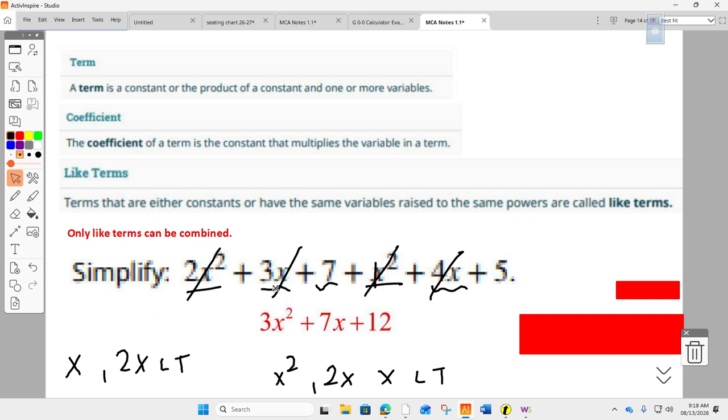Yeah, the combining like terms that I'm giving you work for. Yeah, I think that's about it for work. Okay.